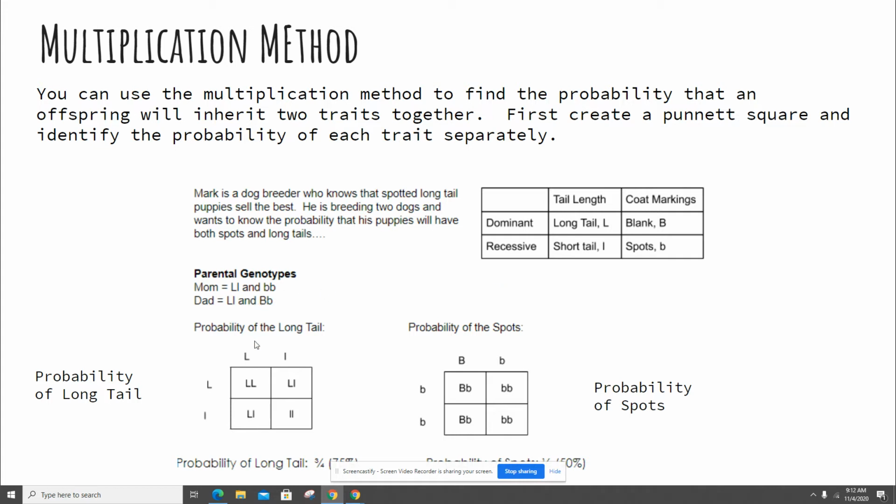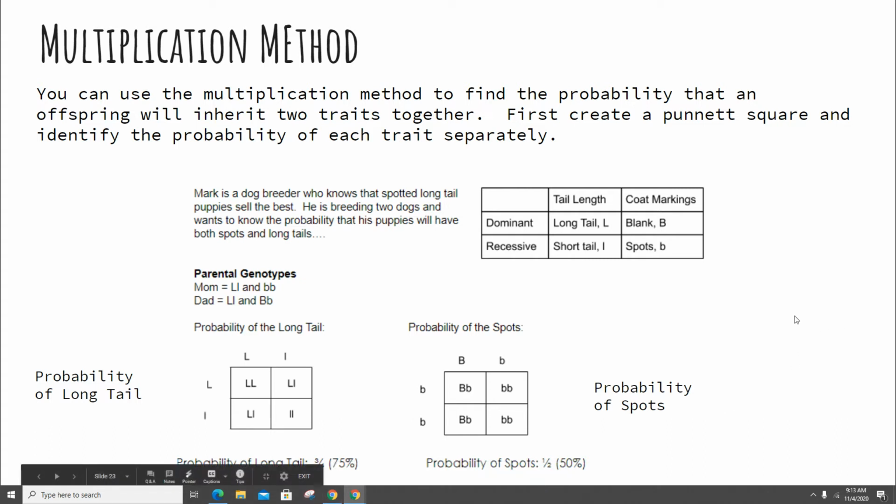So I put the parent's genes for the tail length on the outside, finish my Punnett square, and I do the same thing for the parent's independent genes on whether or not they have spots. And then what I need to find out is, okay, what am I looking for? I want long tail and I want spots. Well, the probability of a long tail is 3 out of 4, or 75%. The probability of spots is 1 out of 2, or 2 out of 4. I'm just reducing to 1 out of 2.